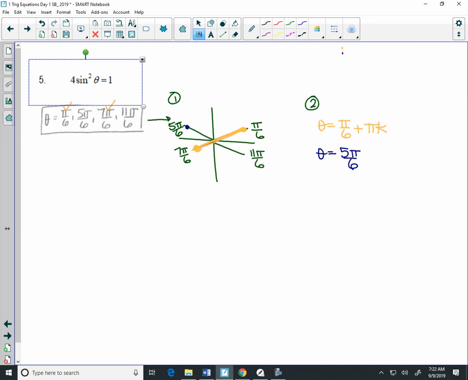If I do plus pi k there, that's going to capture that 11 pi over 6 angle. So I've seen students do this with some success. They're just checking off which angles plus pi k take care of each other. You do that every other situation. Go ahead and pause the video and try number 6.